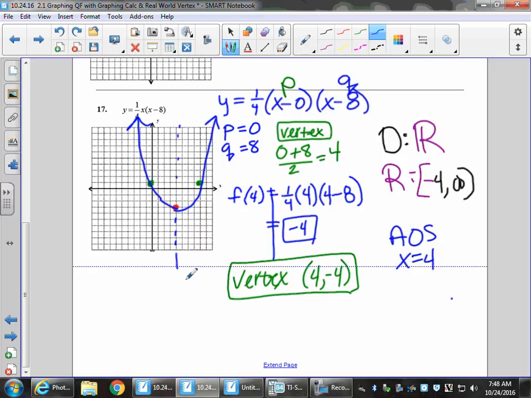A is 1/4. What can you say because A is 1/4? Opens up and is more wide. Very good. How many intercepts? 2. Nice. All right, I'm going to scroll through. Were there any others from the homework you wanted to see?